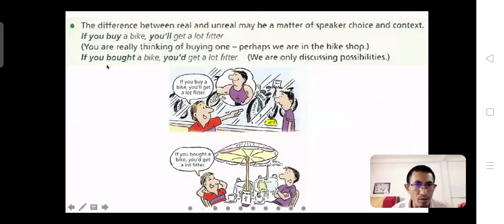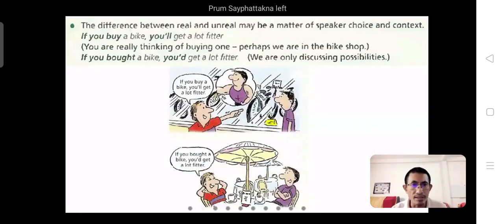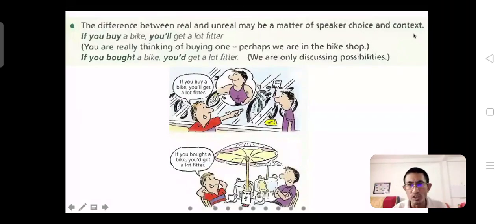Okay, look at this example. I want this: the difference between real and unreal may be a matter of speaker choice and context. You see, sometimes you might not say which one. Teacher, I use, is it first conditional or second conditional? Actually it depends on the context, or the choice of the speaker. What does that mean? Context: where are you now? Let's say here, look at the example. If you buy a bike, you'll get a lot fitter. The first one we call first conditional. When you use first conditional, where are you now? You are at a bike shop, so you are really thinking of buying one.